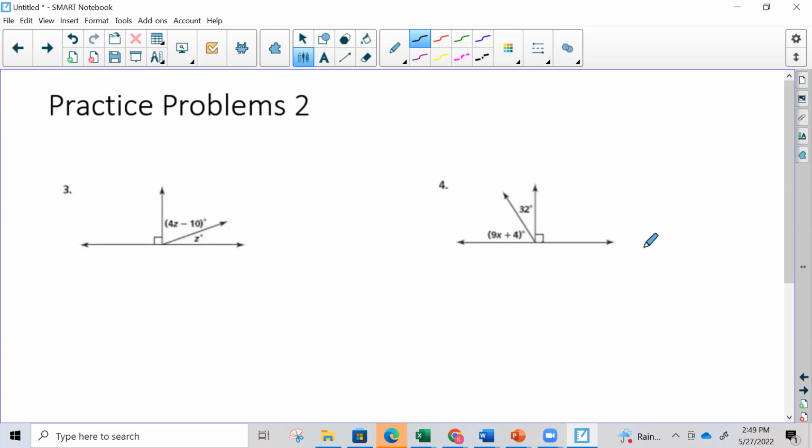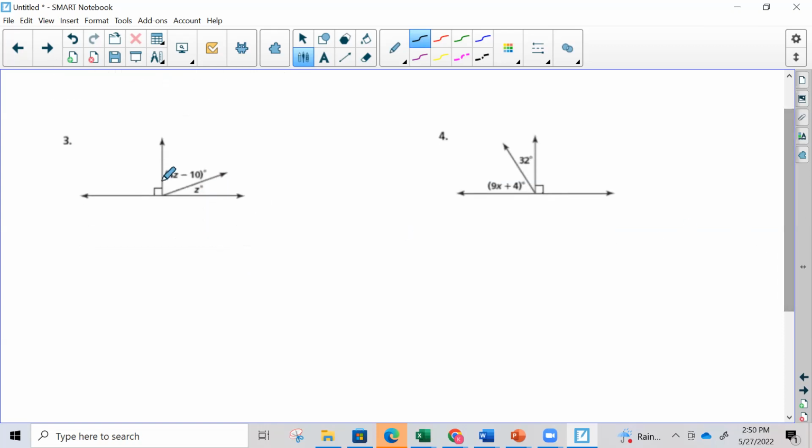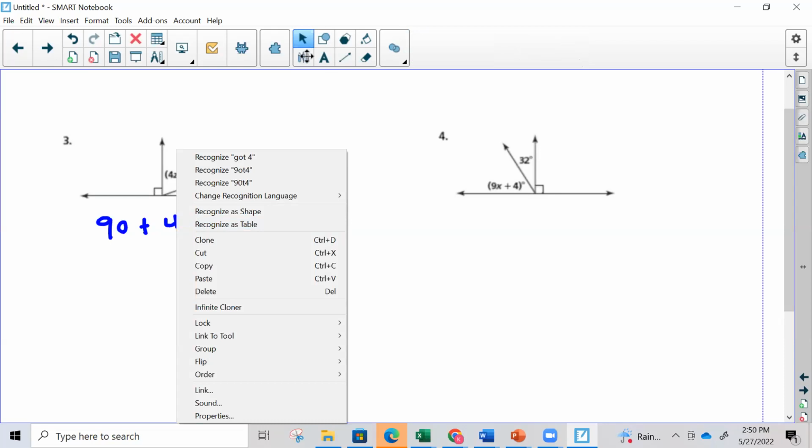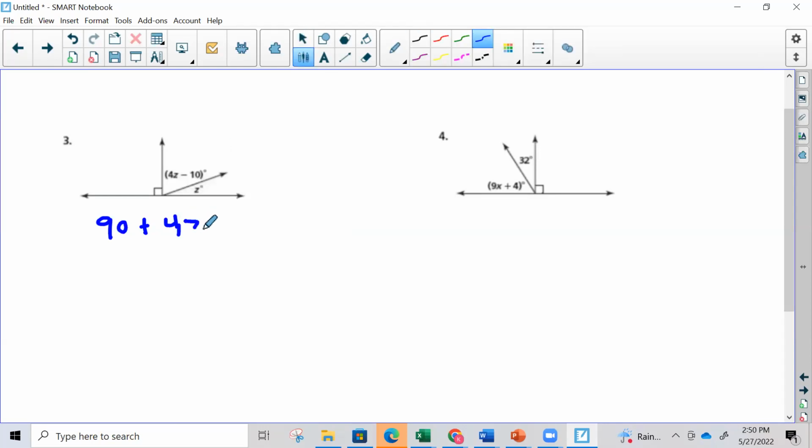Okay, so there's two ways to do this. You can either think about the straight angle, and I have these three angles that make the straight angle, so I could add those three angles. And we know that the straight angle is 180. Okay. And then you would solve this.